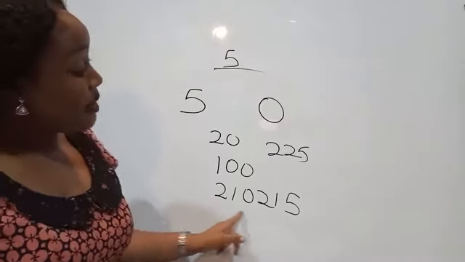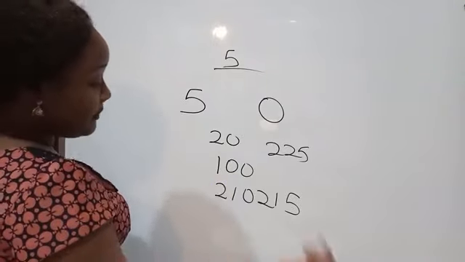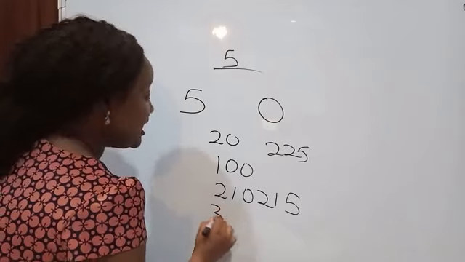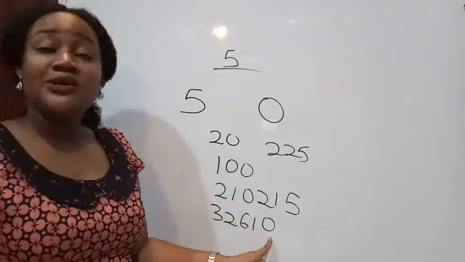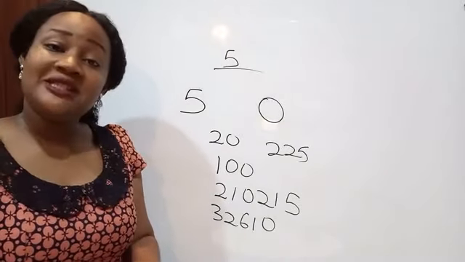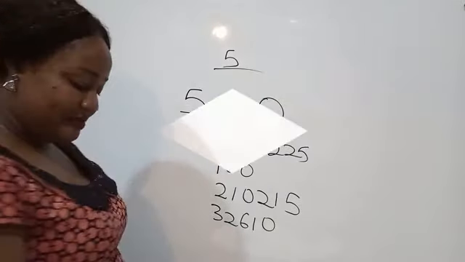It's a multiple of 5. Or let's say 32610. So it ends in 0, it is divisible by 5.